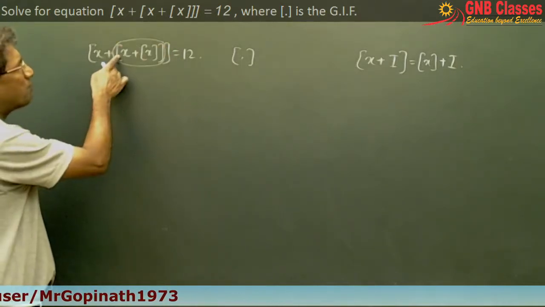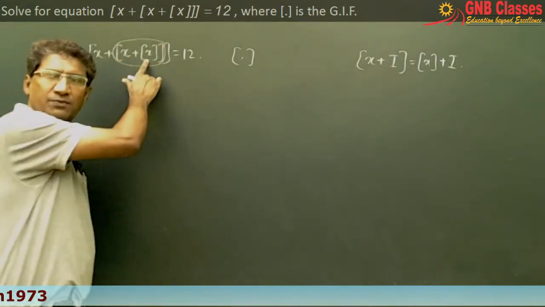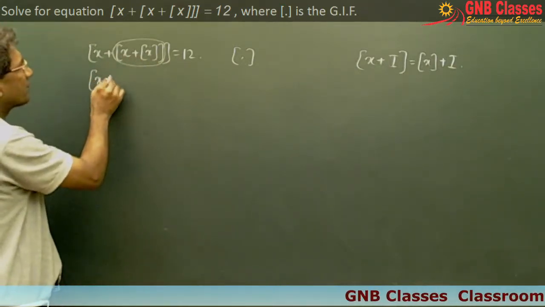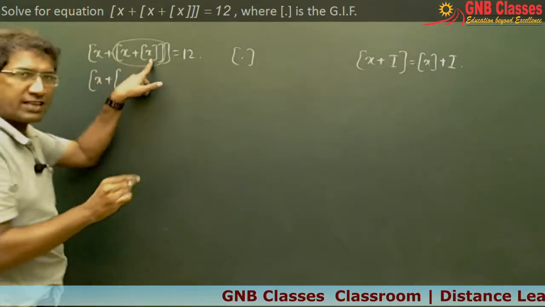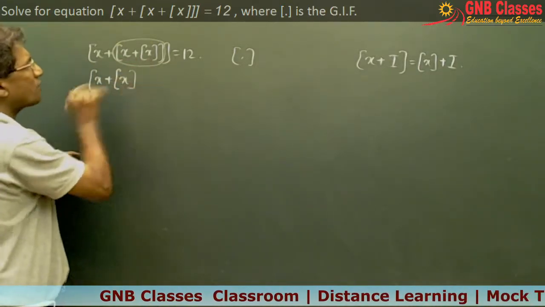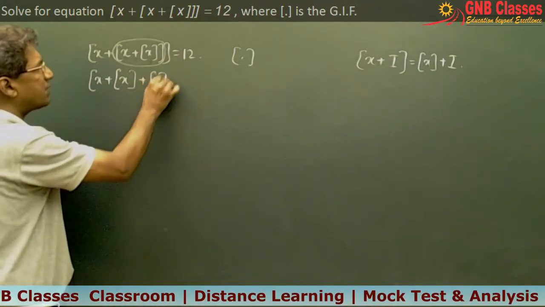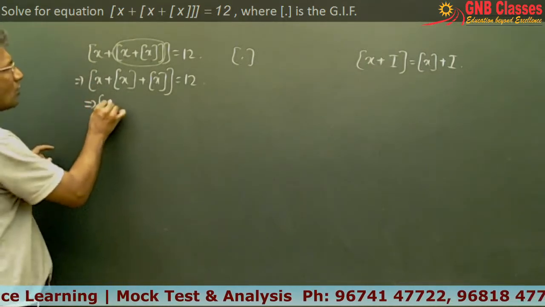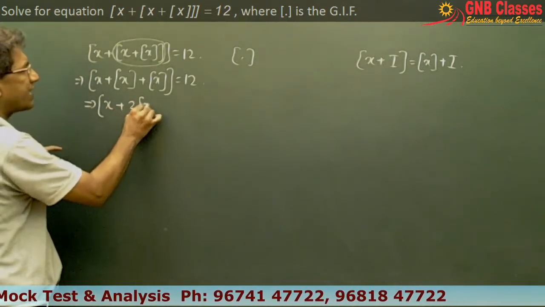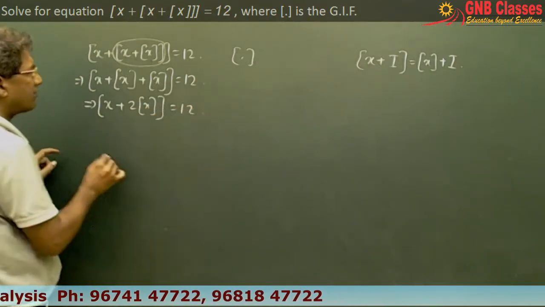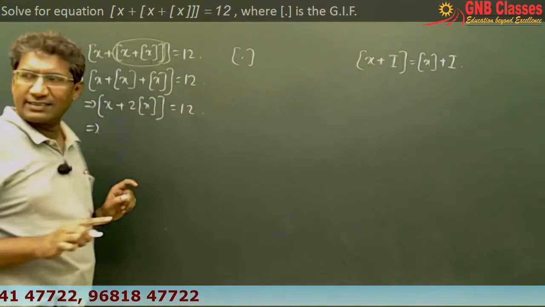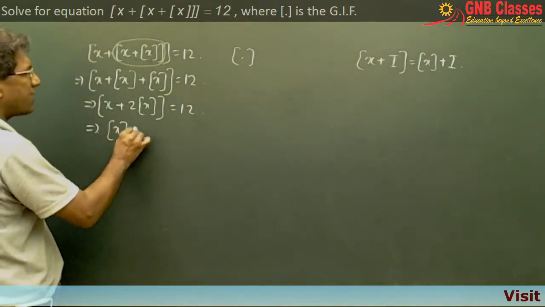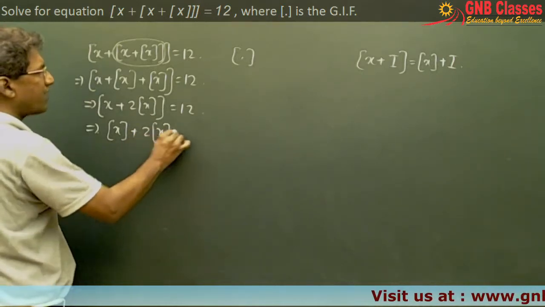In this we are having ⌊x⌋ + ⌊x⌋. ⌊x⌋ is an integer. So for ⌊x + ⌊x⌋⌋, we can write it as ⌊x⌋ plus the integer, which is nothing but your ⌊x⌋. Am I correct? So this will give you ⌊x⌋ + 2⌊x⌋ = 12. Now 2⌊x⌋ is again an integer, so we can write this as ⌊x⌋ + 2⌊x⌋ = 12.